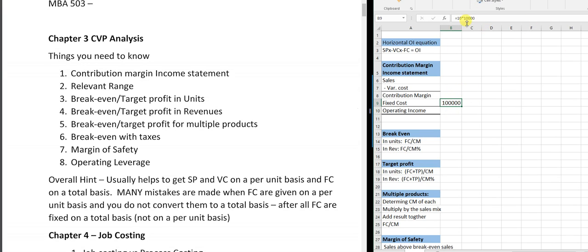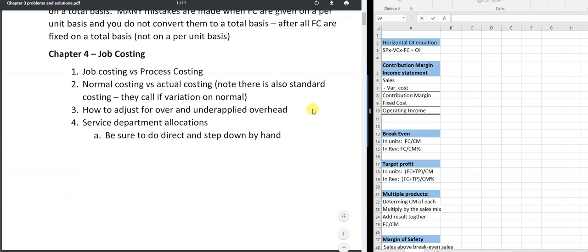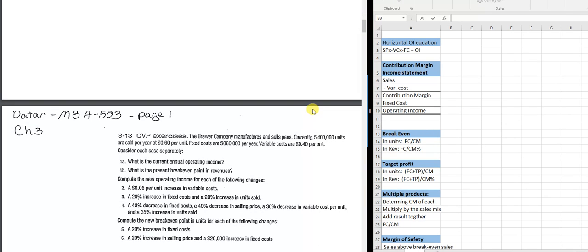Just sometimes the problem wants to know that the fixed costs are $10 each, because I need to know how much I'm going to sell each product for. So make sure, just a good hint, determine fixed costs on a total basis, variable costs on a per unit basis, selling price on a per unit basis.